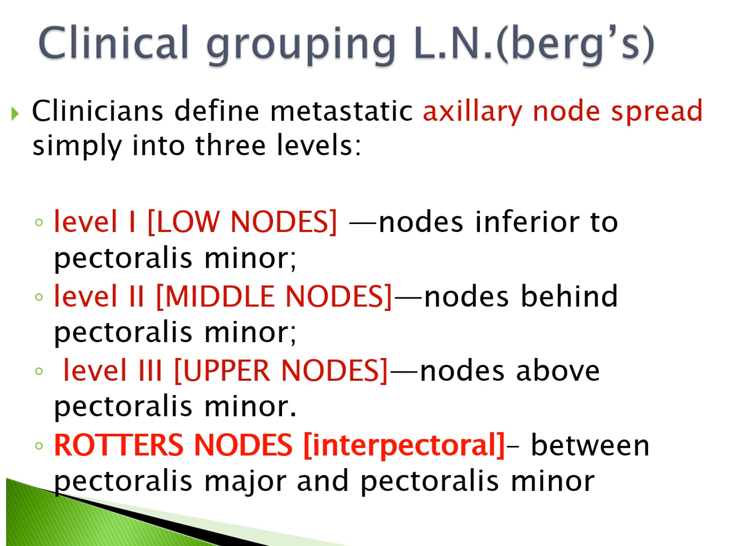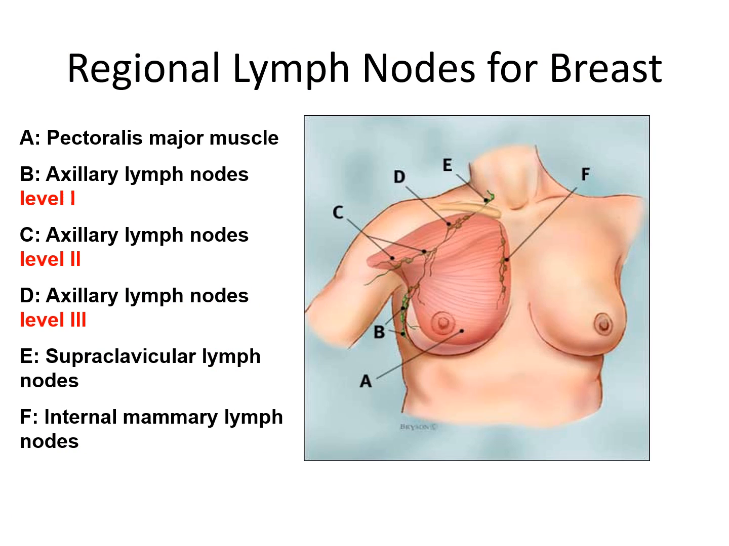We also have what we call the Rotter's nodes, or the interpectoral nodes, that lie between the pectoralis minor and pectoralis major. Remember, the level 1, level 2, level 3 is about the relationship to pectoralis minor. But now the Rotter's nodes lie between the pectoralis minor and pectoralis major itself. Now this is also another form of classification that includes the level 1, level 2, level 3 we have talked about. And then you're also going to see other forms of classification like internal mammary lymph nodes, supraclavicular lymph nodes, making it about 5.